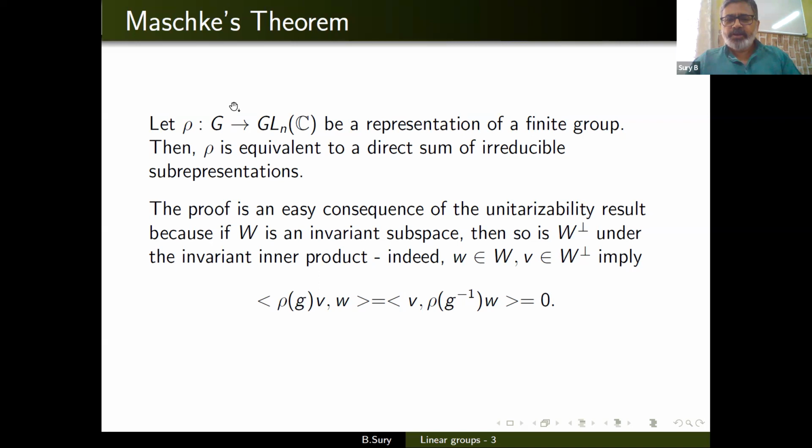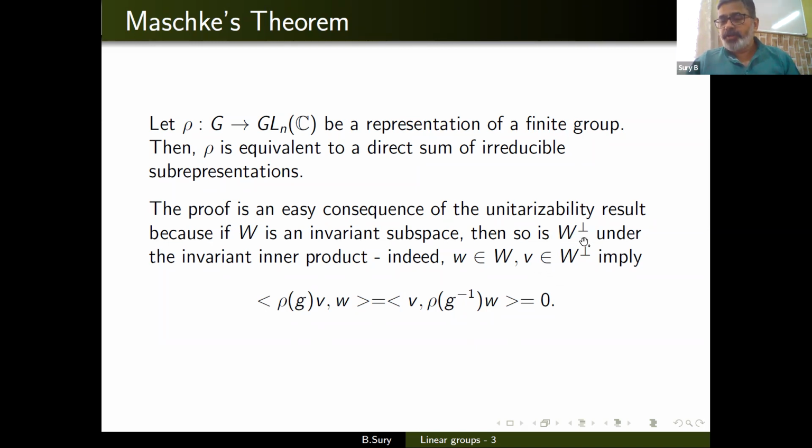What do we want to say here? Take a representation; you want to say it is a direct sum of irreducibles. So you have an n-dimensional representation. If it is irreducible, there is nothing to prove. If it is not irreducible, there is a proper invariant subspace. Take such an invariant subspace W. Now the advantage is that we have an inner product which is invariant under G by the unitarizability result. With respect to the inner product, you can look at the orthogonal complement W perp. W perp is again an invariant subspace simply because of this condition. To say W perp is invariant, what do you have to say?